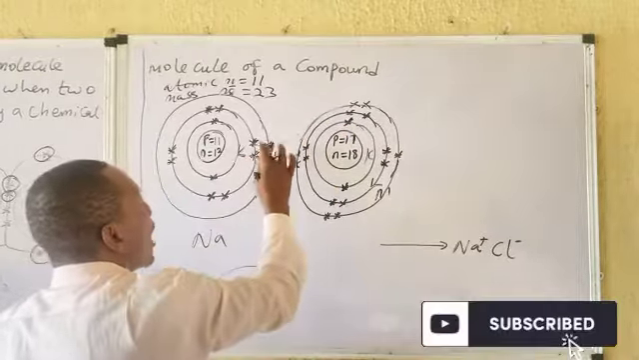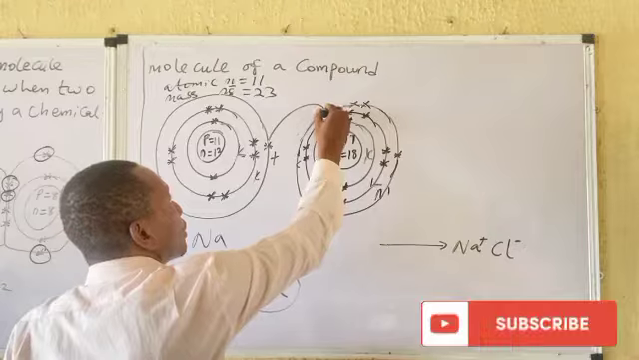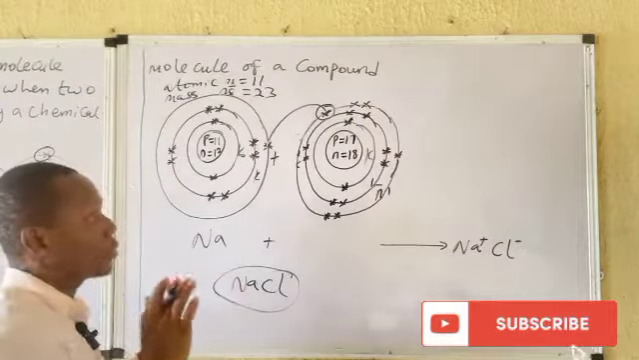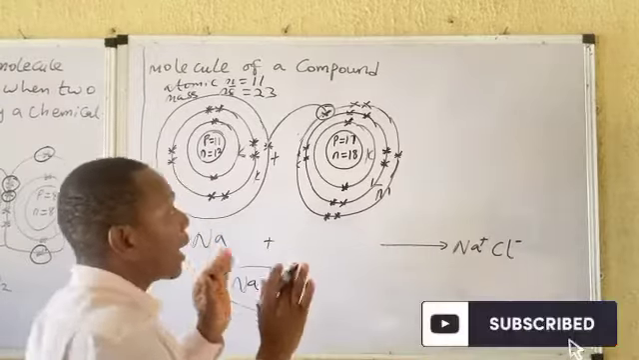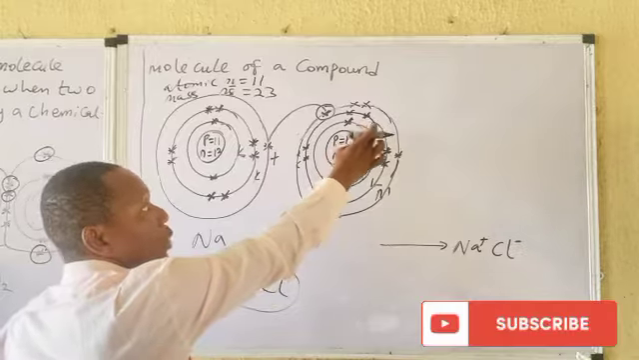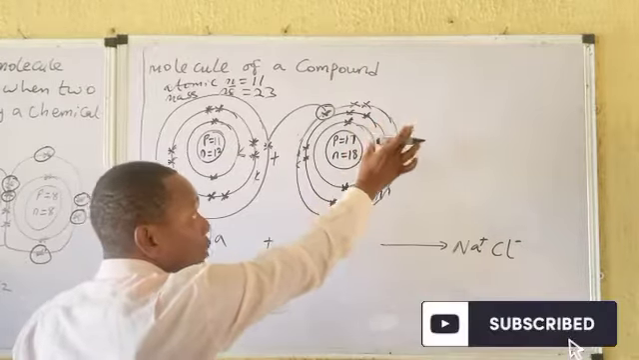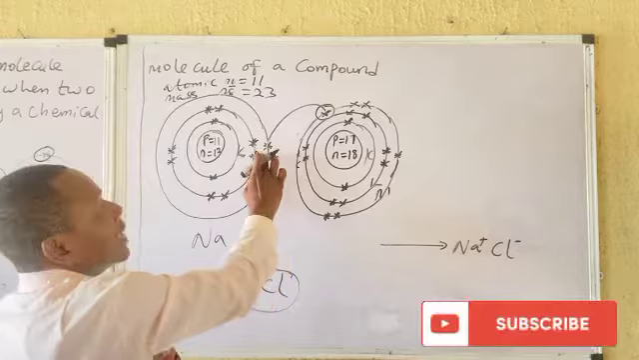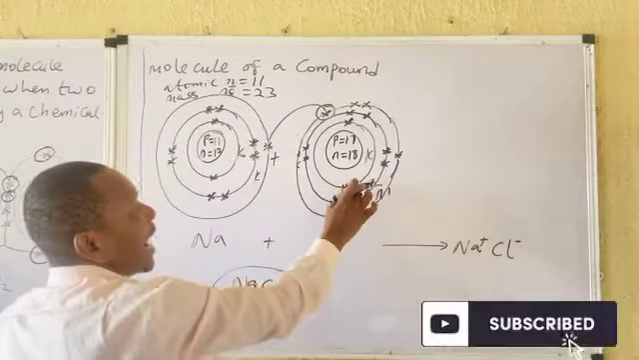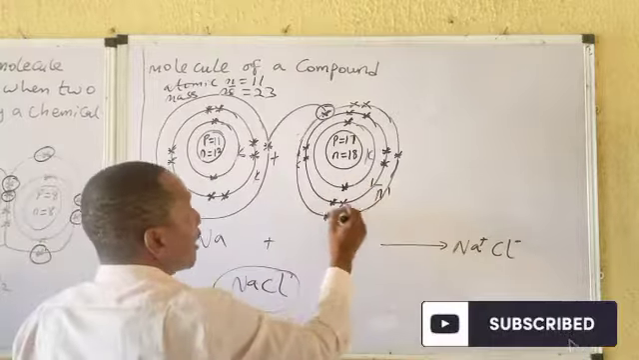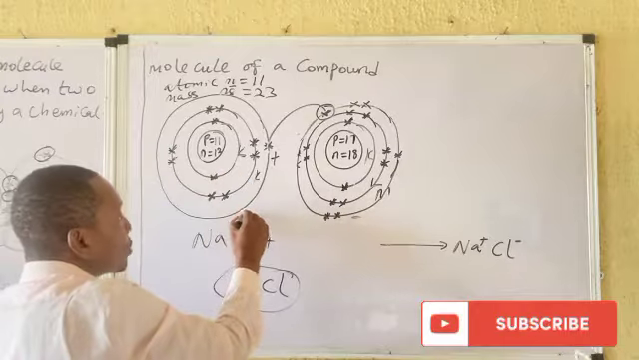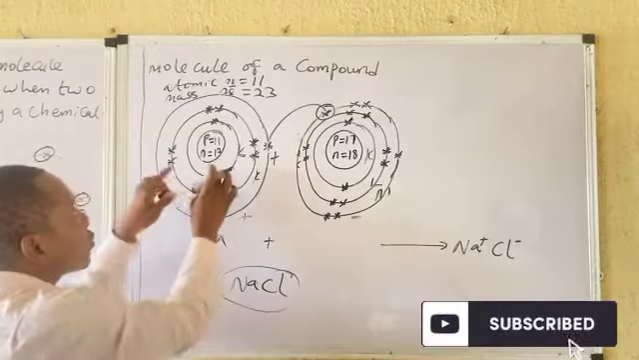So this electron will move from here to this place. So chlorine will now have an extra electron. Remember that the proton is positive 17 and the electron is negative 17, so they cancel out. But if one extra negative charge moves into this one, it will now have an extra minus sign. While if a minus leaves this place, this one will have an extra plus sign. So sodium is now positive, because it is losing an electron.